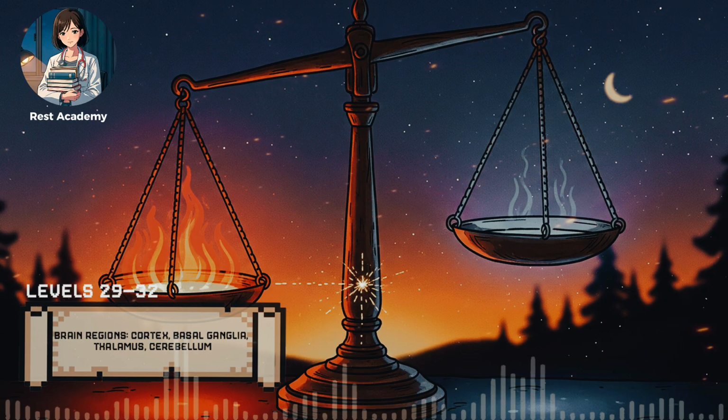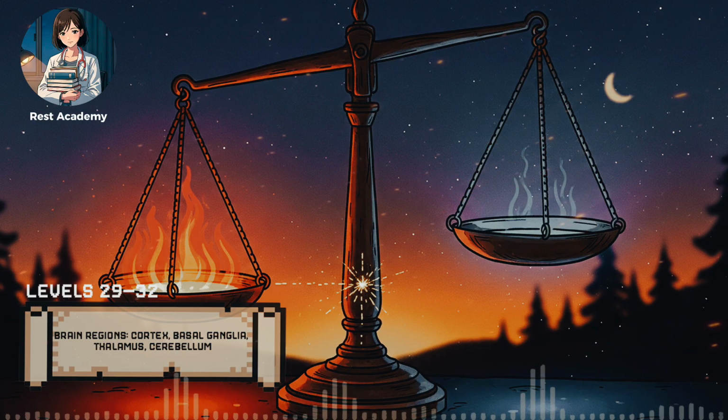Beneath the cortex lie the basal ganglia, a group of interconnected nuclei, including the caudate nucleus, putamen, globus pallidus, subthalamic nucleus, and substantia nigra. These deep structures do not initiate movement but modulate it, selecting useful actions, suppressing competing ones, and smoothing transitions. The system loops through the cortex, basal ganglia, thalamus, and back.